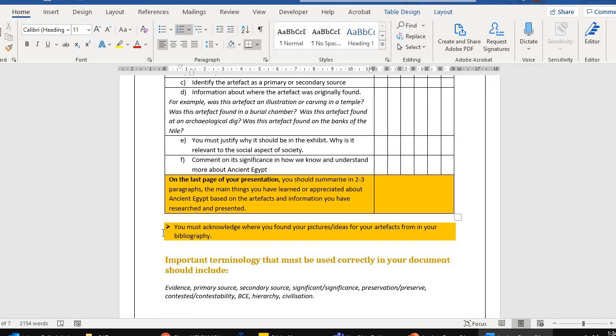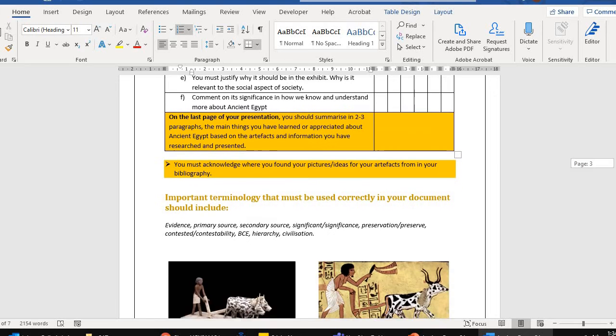You must acknowledge where you found your pictures or ideas for your artifacts in your bibliography. So you can't just get images off of Google, you have to say where you got them. Alright, so you must use the correct terminology, so there's some information or some terms there.